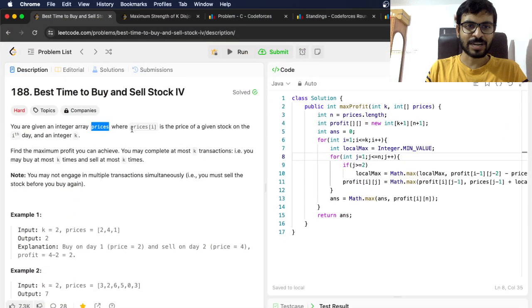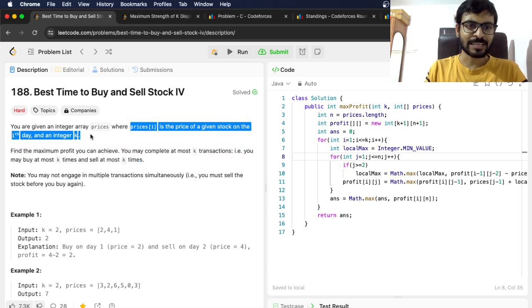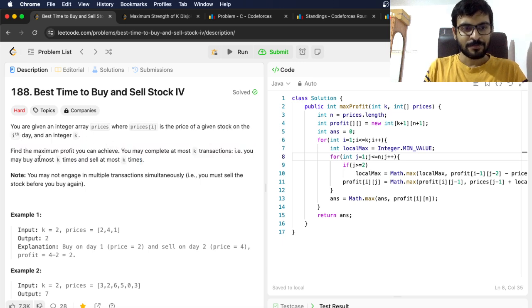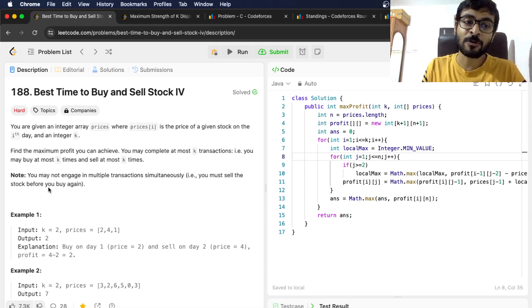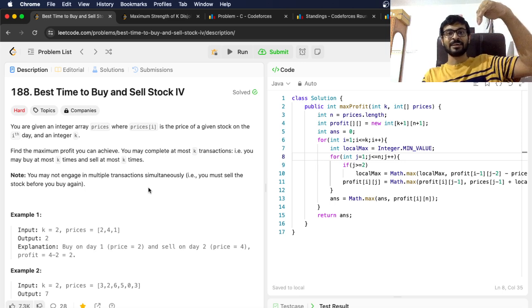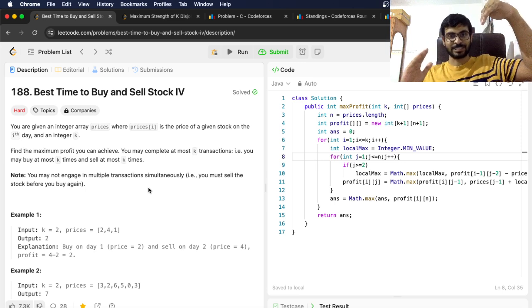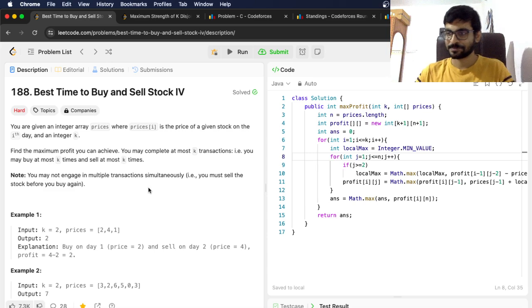You are given an integer array prices where prices[i] is the price of a given stock on the ith day, and an integer k. Find the maximum profit you can achieve. You may complete at most k transactions. That is, you can buy at most k times and sell at most k times, but this is the sequential part. You must sell the stock before you buy again. So you must sell on the ith day to be able to buy on the (i+1)th day. Right?